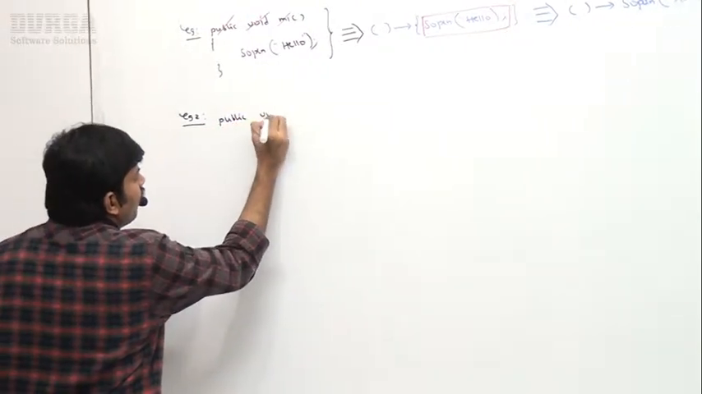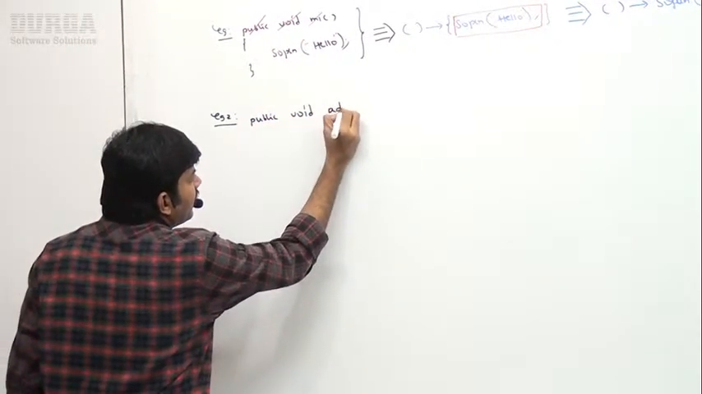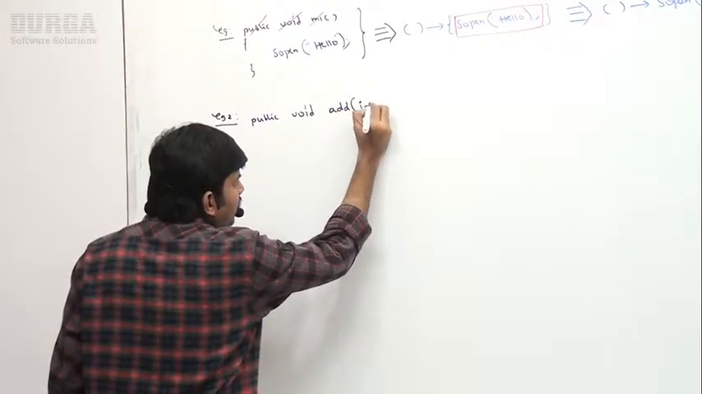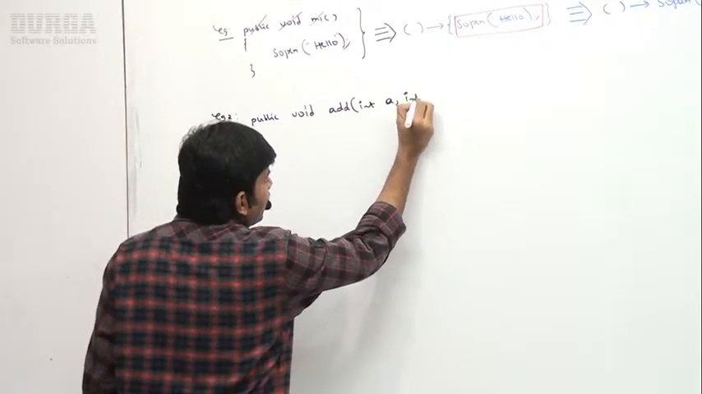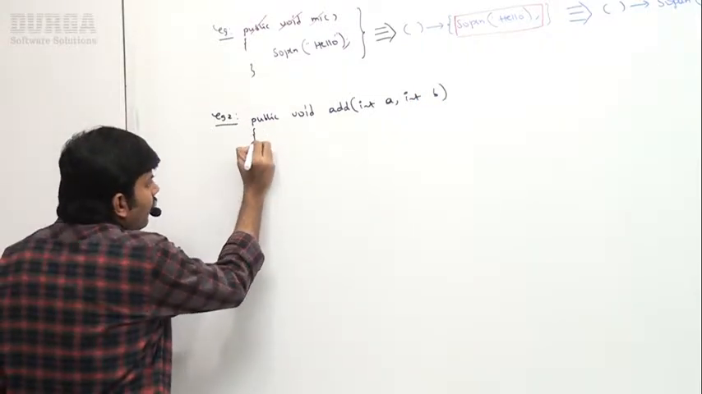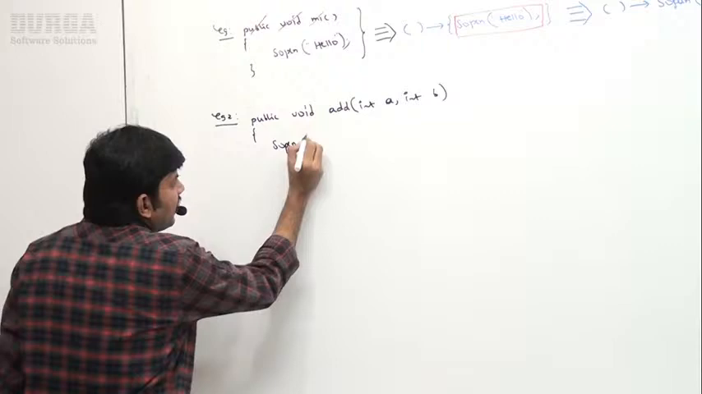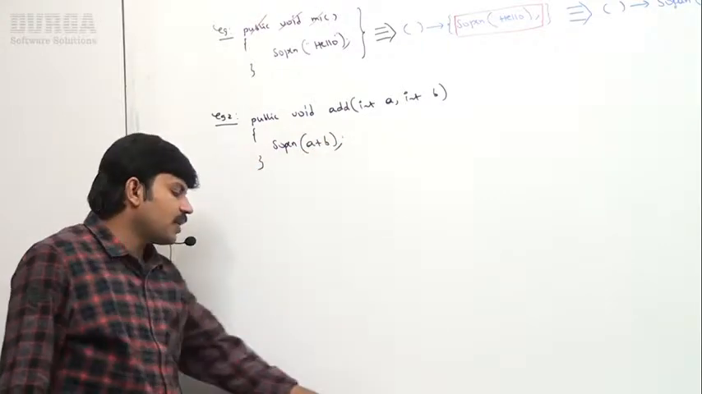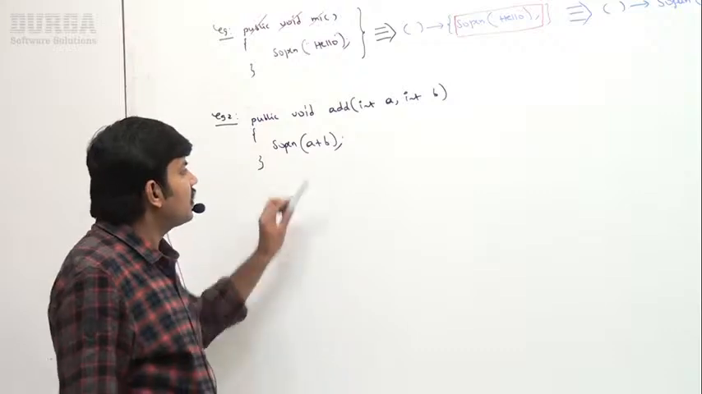Public void add method, I took. What are the arguments? int a, comma, int b. Now, System.out.println(a + b). Like this I took, sir.